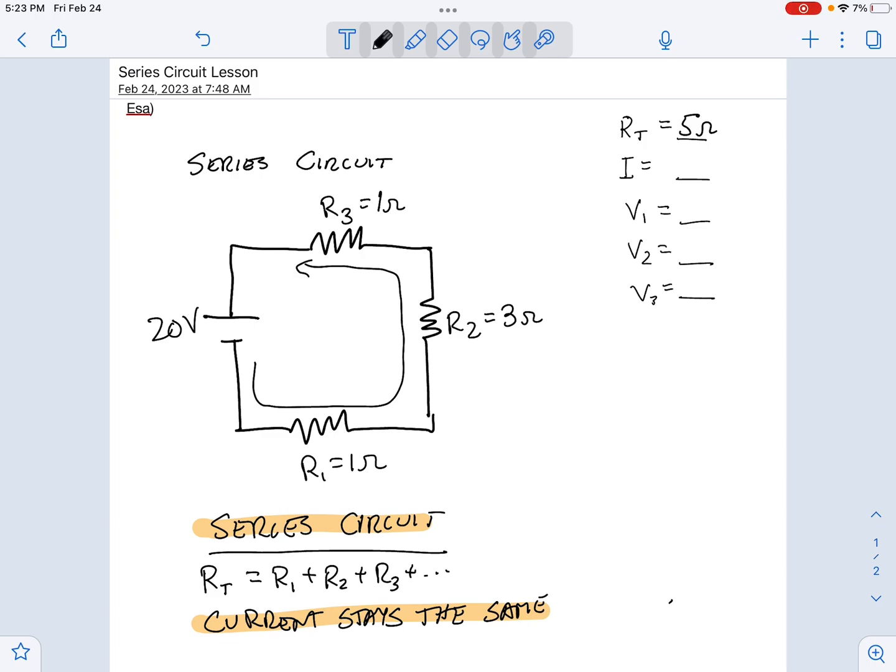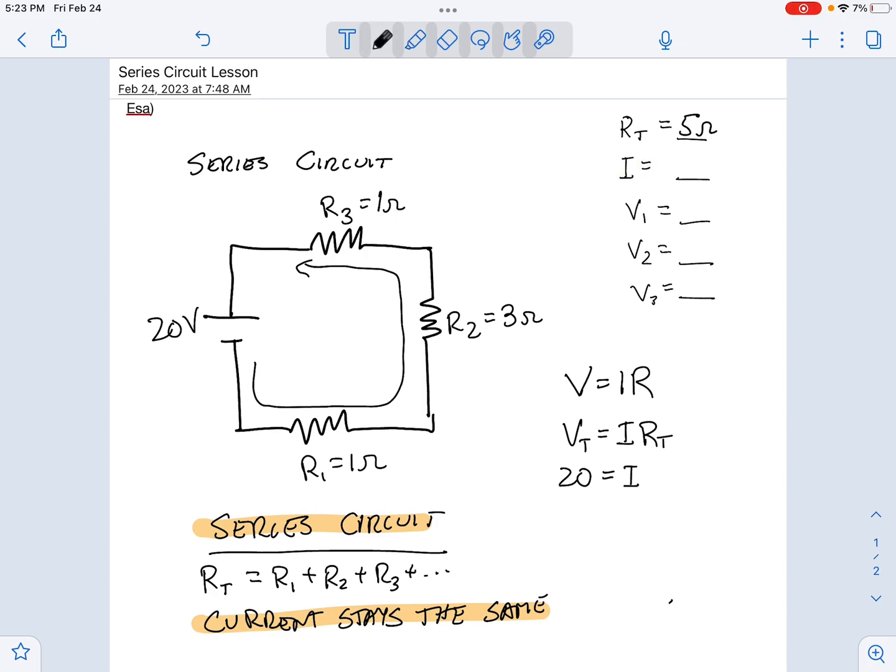Okay, so now if we go back to our Ohm's law equation, which is V equals IR, we can use this equation locally or for the whole system. And right now we're going to use it for the whole system. So we can say the total voltage is equal to the current times the total resistance. And for this particular circuit, the total voltage is 20. Now we're trying to solve for the current, as you can see, that's our next thing on the list.